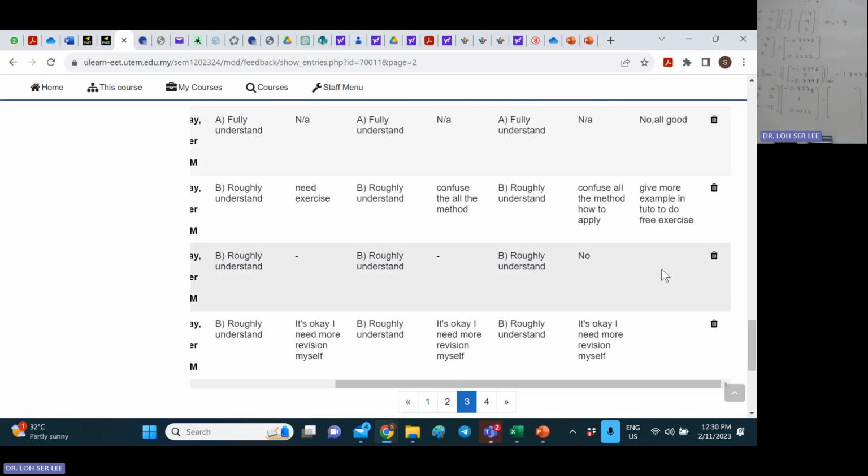Example in tutorial. Okay, for tutorial question, if you think that tutorial question is not enough for you, you can go to the library. Okay, go to the library, find any books of this. If that is under numerical methods, find a numerical methods book. If that is under the calculus, okay, differentiation, integration, find a book under calculus. Okay, you can get a lot of exercises in the book.